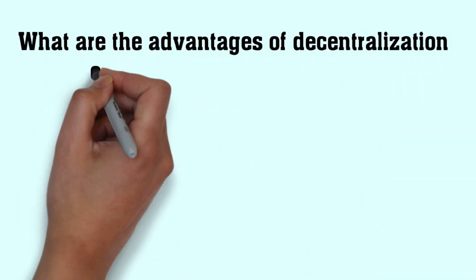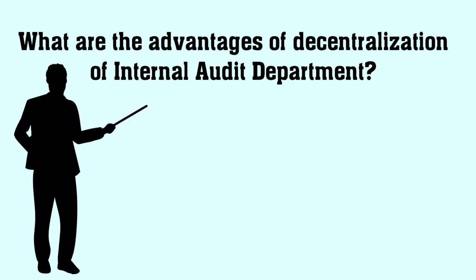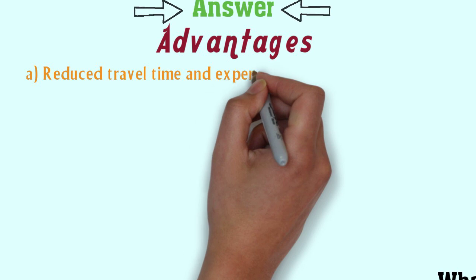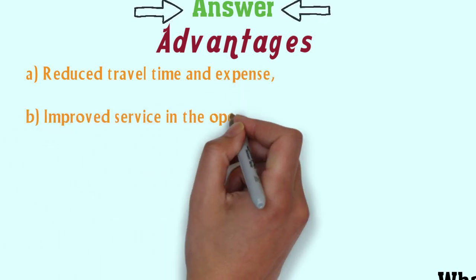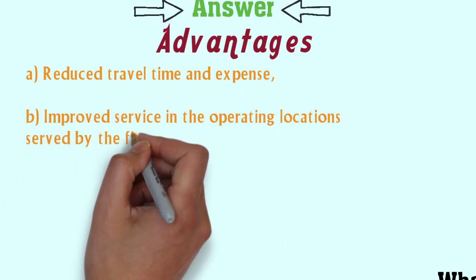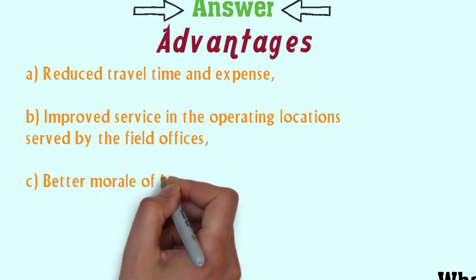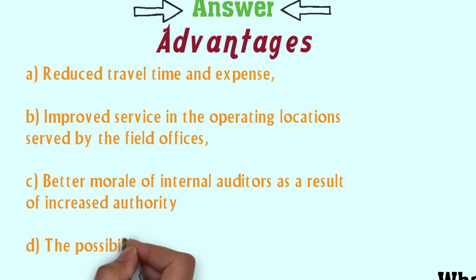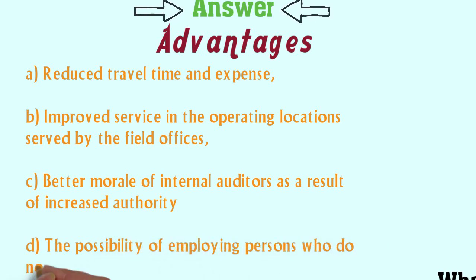What are the advantages of decentralization of internal audit department? The advantages are reduced travel time and expense, improved service in the operating locations served by the field offices, better morale of internal auditors as a result of increased authority, and the possibility of employing persons who do not wish to travel.